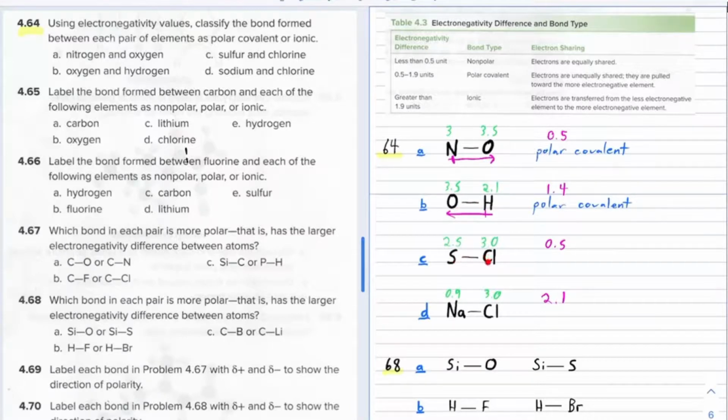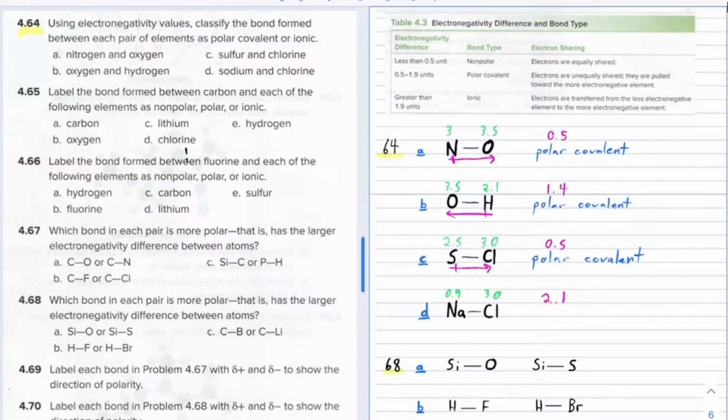Sulfur and chlorine, the electronegativity values here, the difference is 0.5. That falls into the polar covalent region again. And the dipole this time is pointing towards the chlorine. Chlorine is pulling the electrons away from the sulfur. Another polar covalent bond. And then looking at sodium and chlorine, chlorine's much more electronegative than sodium.